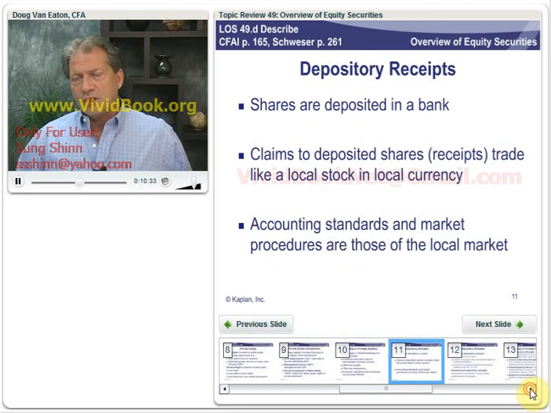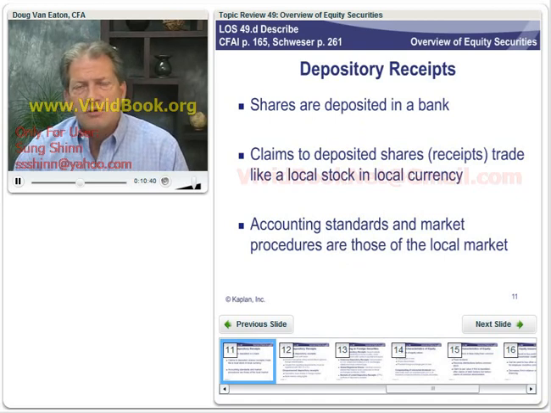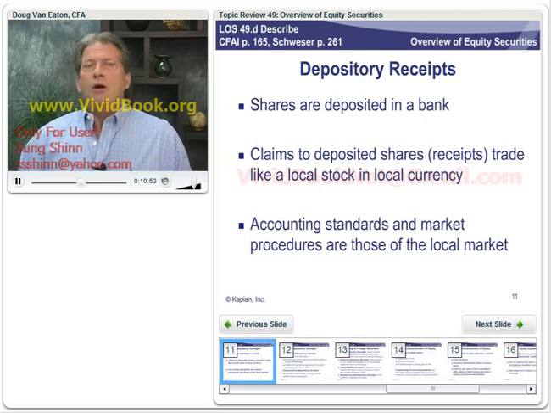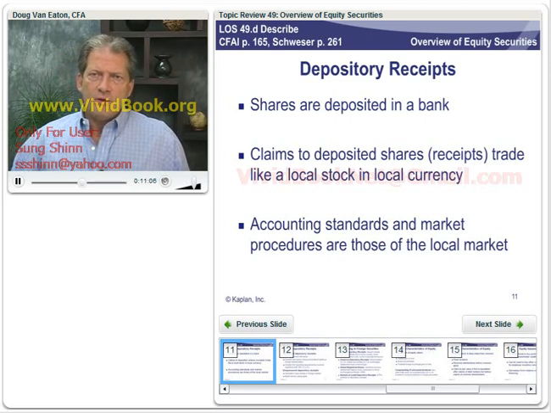Depository receipts offer another way to invest in foreign shares. In this case, the foreign shares are deposited with a bank in your domestic country. And then claims to these deposited shares, these are the depository receipts, trade like a local stock in local currency, although they represent ownership of foreign securities. And the accounting standards and the market procedures for the bank depository shares are now the same as the local market. So this has been a popular way over the years, especially early on when markets were less integrated, to purchase shares in a company that's domiciled in another country.